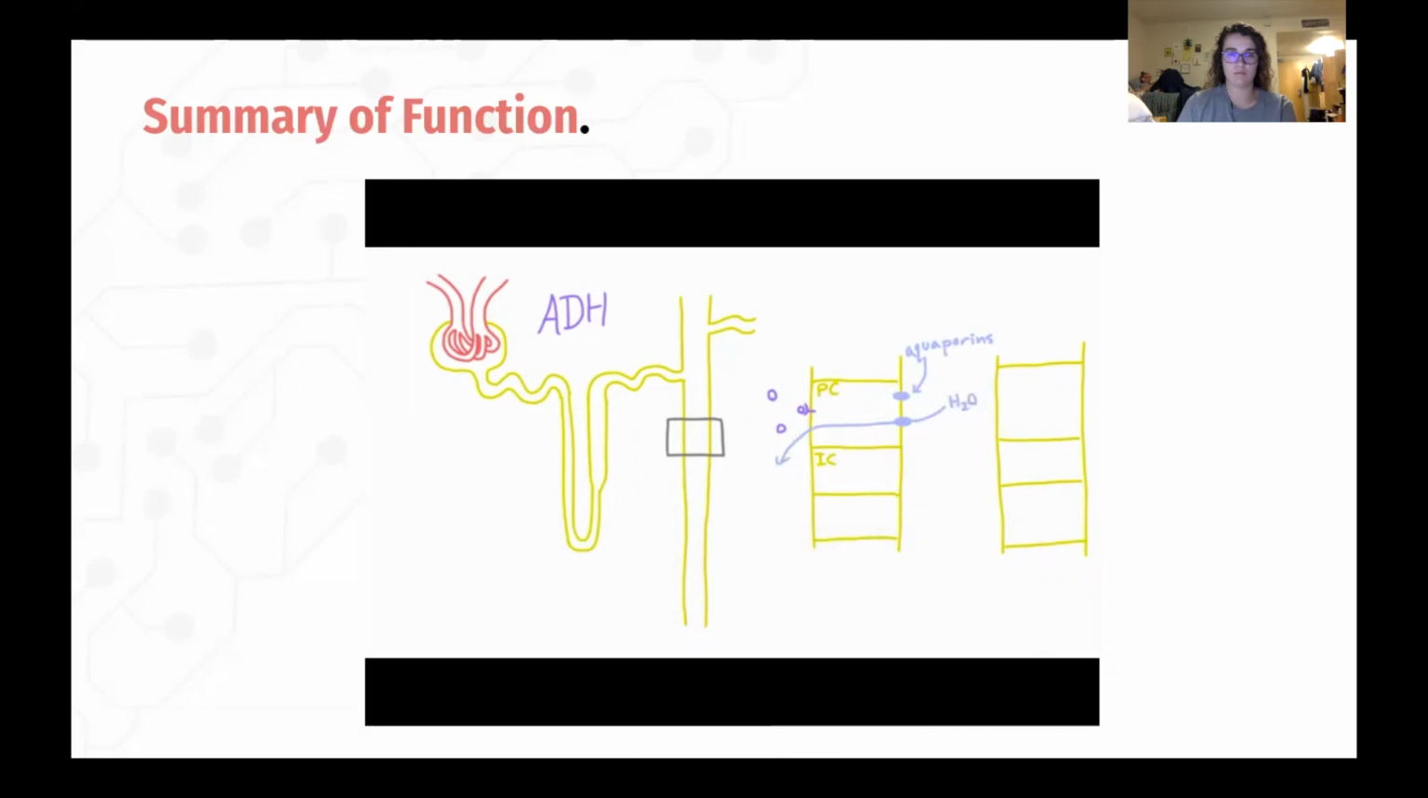And now hopefully this leaves you with a lot of questions. If I stop the video now, you should be really unsatisfied. And there are a couple of reasons why. One is, okay, so you put aquaporins in the apical membrane, but how is water getting through the basolateral membrane?